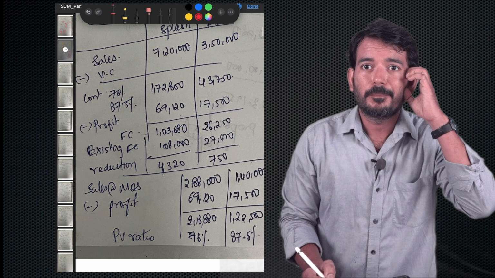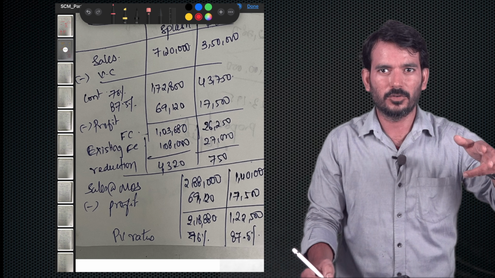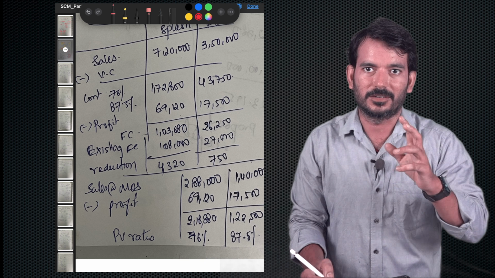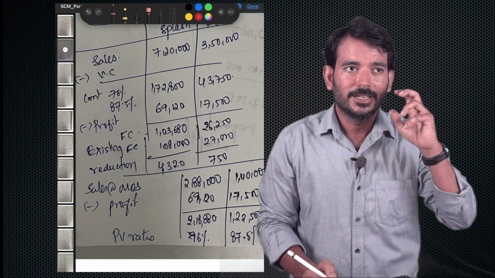what is the PV ratio. So what is the PV ratio? PV ratio is variable cost divided by sales. I know that, but variable cost is nowhere given in the question. But again, this is where the smartness of how you use your existing formulas comes in.